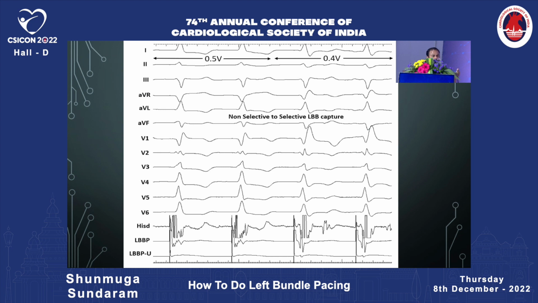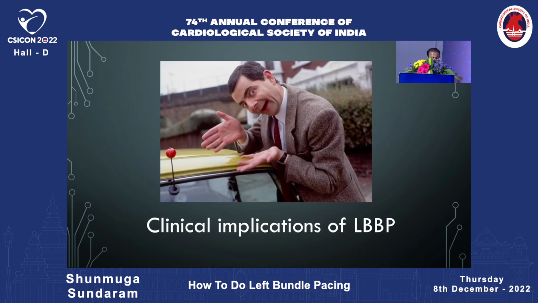At a high output, you will have capture of both left bundle as well as the septum. At low output, you will have capture of either the septum alone or left bundle alone. So you will have a change in QRS morphology and a change in local electrograms. If you show this QRS transition at high and low output, you can confirm that you have captured the left bundle.